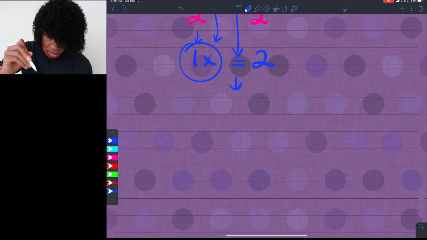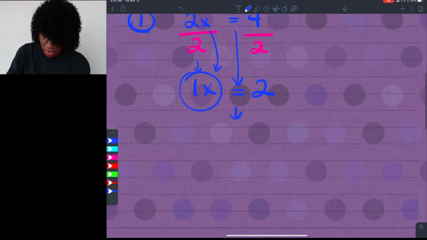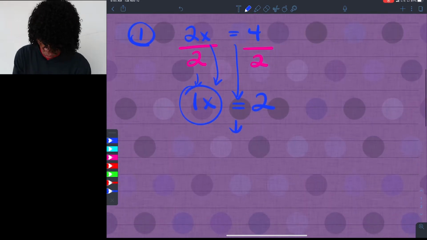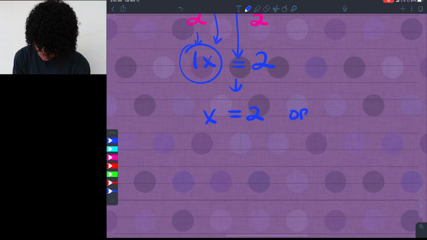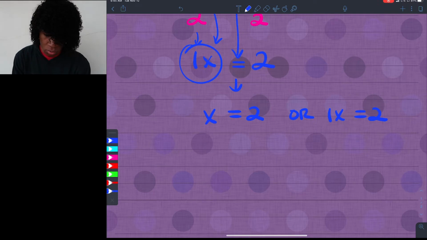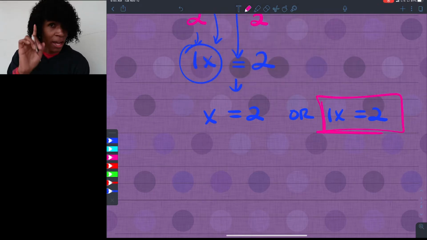So I said, once you get to 1x, happy with that, fine, cool. But we're gonna rewrite it down here just to be clean. 1x is the same thing as x, so I'll just rewrite it as x equals 2. Again, if you feel comfortable leaving it as 1x equals 2, I'm fine with that too. Check with your teacher, but I'm cool with you leaving it as 1x. It's not good form.